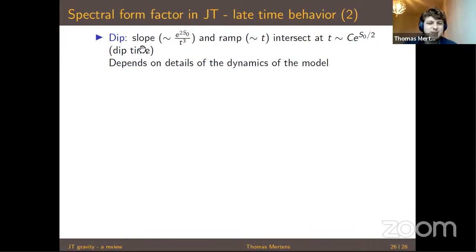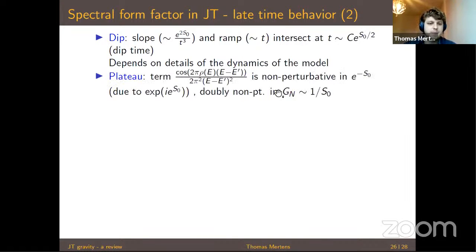I'm almost done. So you can also determine this dip time. This is where the slope and the ramp intersect, like the minimum of that curve that we had earlier. You can calculate it explicitly in this model. And then finally, you need to explain the plateau piece.